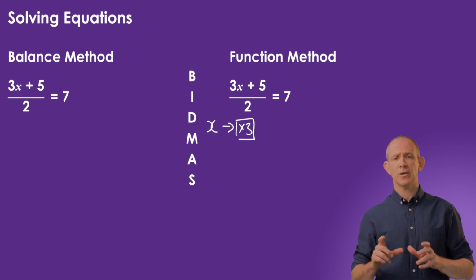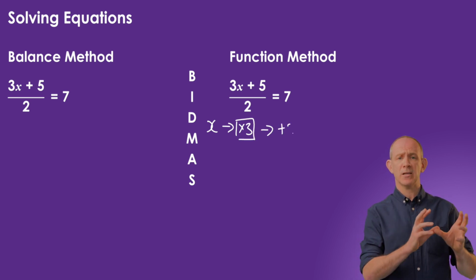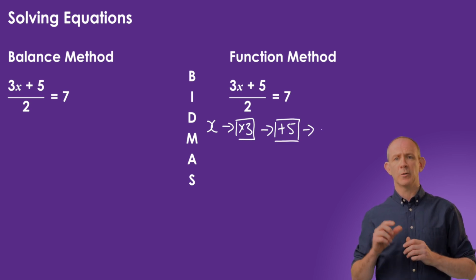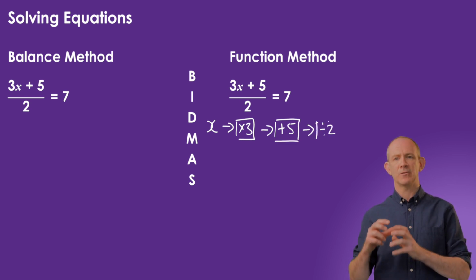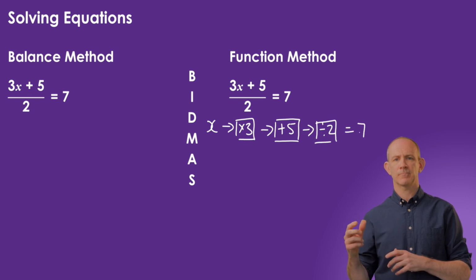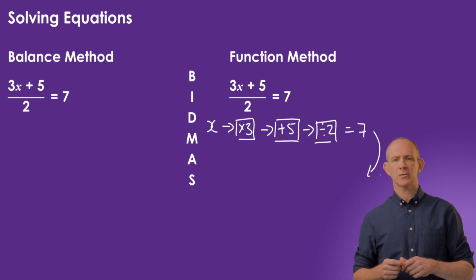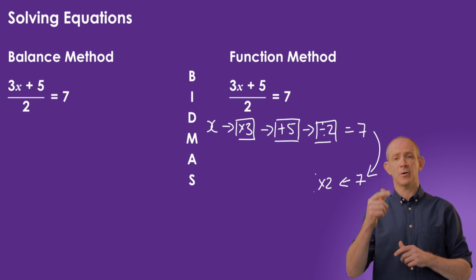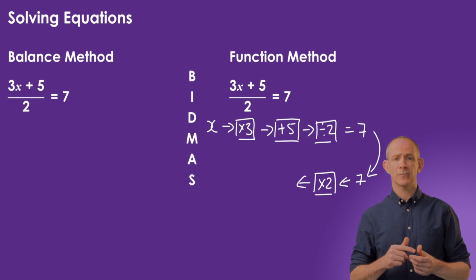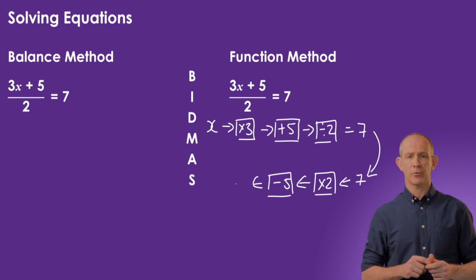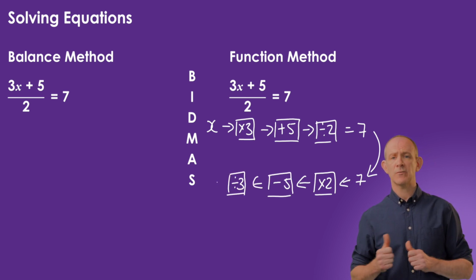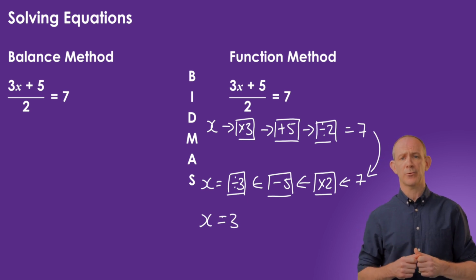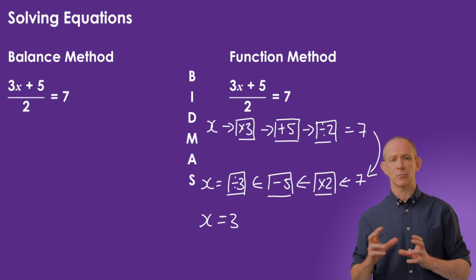So to look at the function method first, if we were to take x, which is what we're trying to solve, first we would times it by 3, we would then add 5, and then divide it by 2 to get 7. So if we reverse that, we'd have 7 times by 2, because it's the opposite of what's above, subtract 5, and then divide by 3 would equal x. So 7 times 2 would give us 14, take away 5 would give us 9, divide by 3 would give us 3. And we can say that x equals 3.